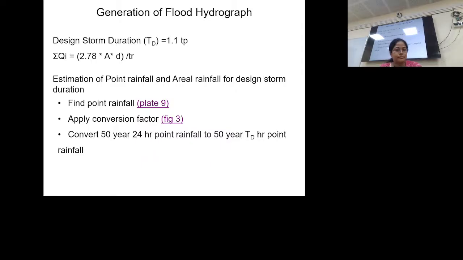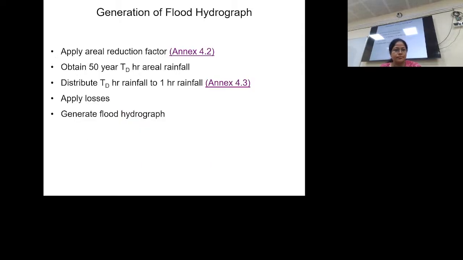Now again it is a point rainfall. Now you have to convert it. We have just converted it to the storm duration. From 24 hours, we have come to the storm duration, 6 hours, 4 hours, any duration. Now that is again a point rainfall. Now you have to convert it to the areal. So how to make the areal distribution?